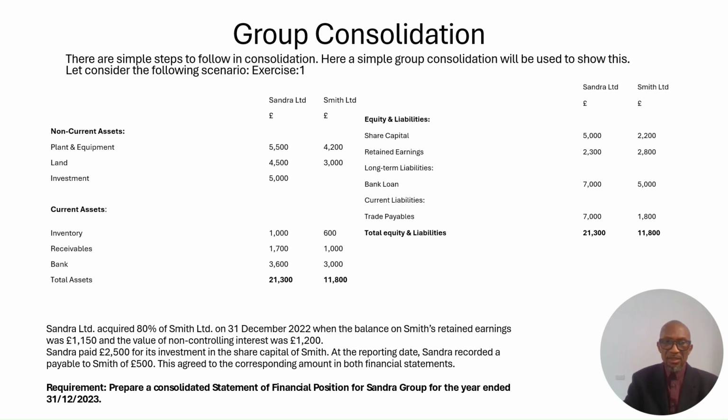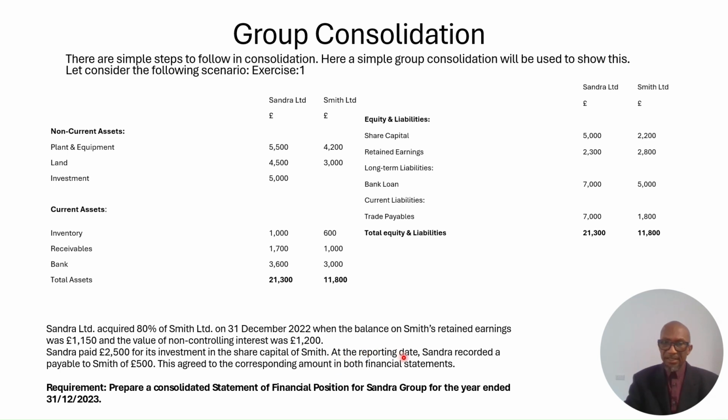If you read carefully, you see Sandra Limited acquired 80% of Smiths Limited on 31st December 2022. That's a year ago, when the balance on Smith's retained earnings was 1,150 and the value of non-controlling interest, which is minority interest, was 1,200. Sandra paid 2,500 for its investment in the share capital of Smiths.